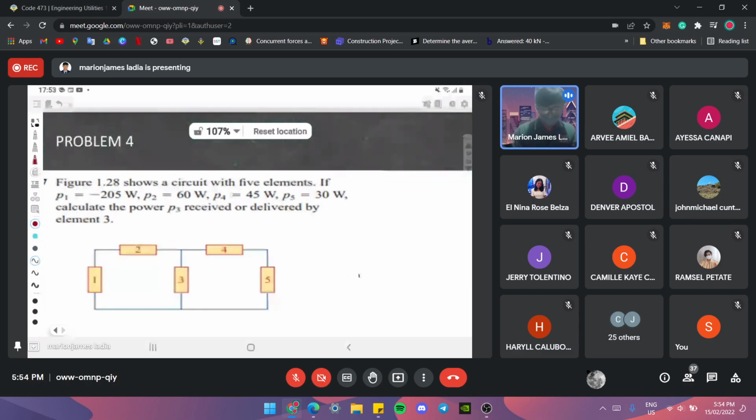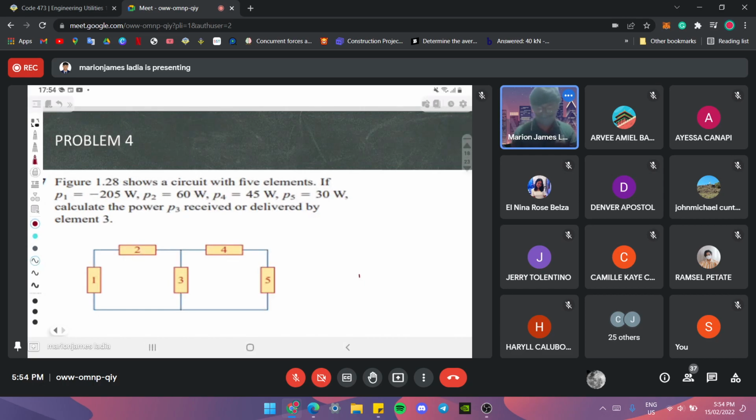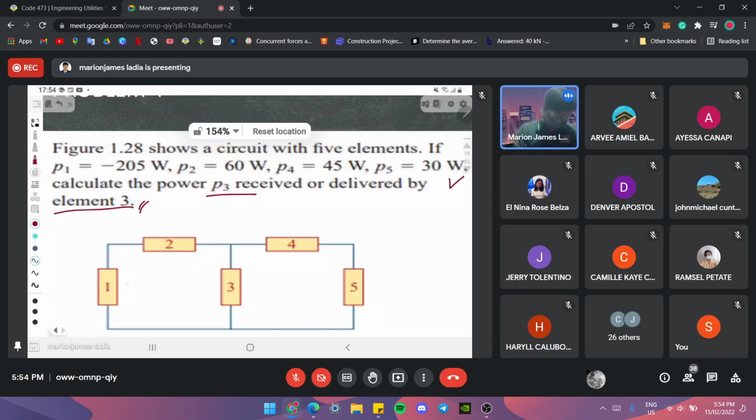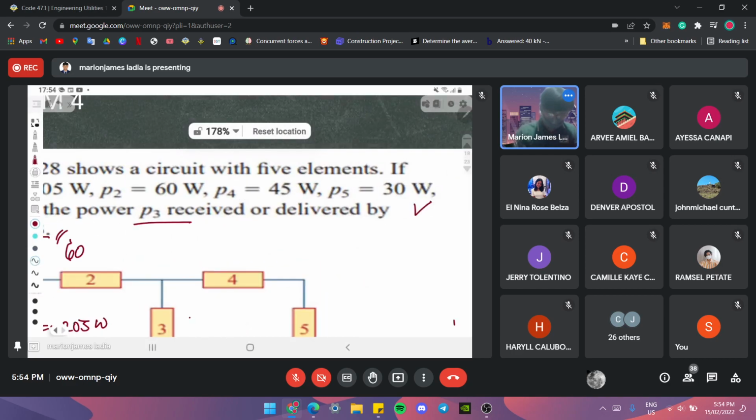So if we read the problem, we'll see that the circuit has 5 elements. If P1 is equal to negative 205 watts, P2 is equal to 60 watts, P4 is equal to 45 watts, and P5 is equal to 30 watts, calculate the power received or delivered by P3, or the element number 3. So, mapapansin mo that P1 is equal to negative 205 watts. Yung P2 natin is 60 watts. Yung P3 natin is equal to unknown.